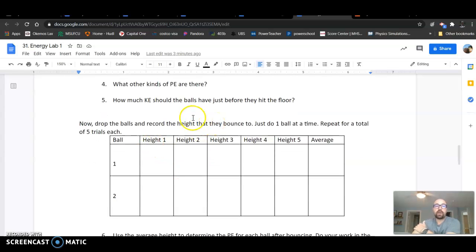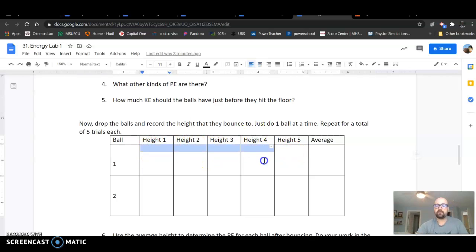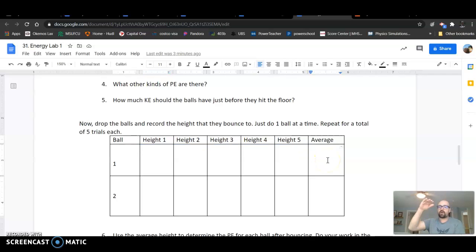And then what we're going to do is drop the balls and record the height they bounce to. So you have them at 2 meters, you drop it, and see how high they bounce. You just do that 5 times with each of them, and then average those 5 heights, so that you're averaging how high it bounces. It started at 2 meters, and it's not going to bounce up to 2 meters, but you're going to measure how high it bounces.